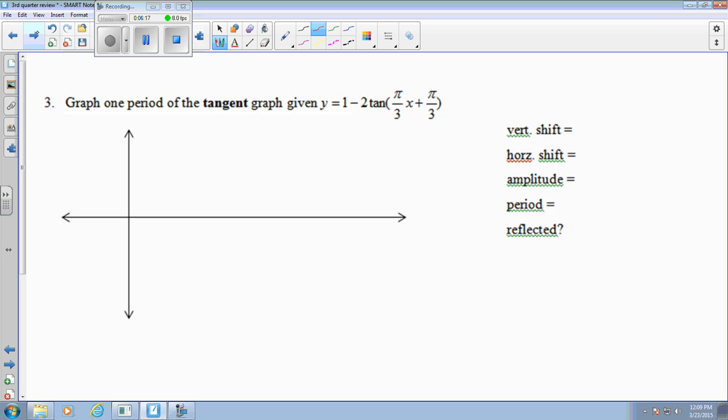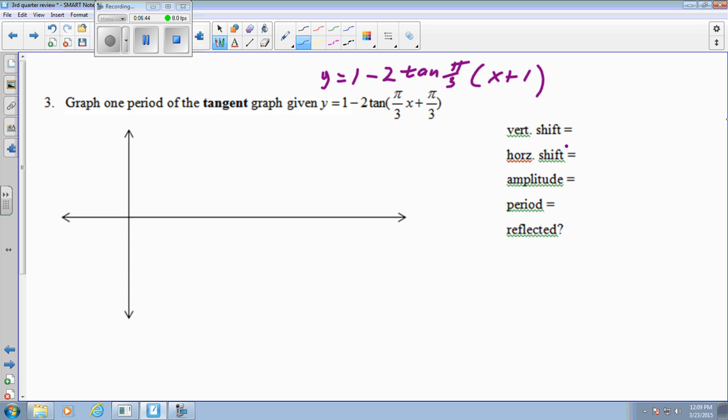Let's take a look at the tangent one. Our tangent graph, again, we have to put it in standard form. Let's go here and get it in standard form. I get y equals 1 minus 2 tangent. I'm going to pull the pi over 3 out front, leaving me with x plus 1.